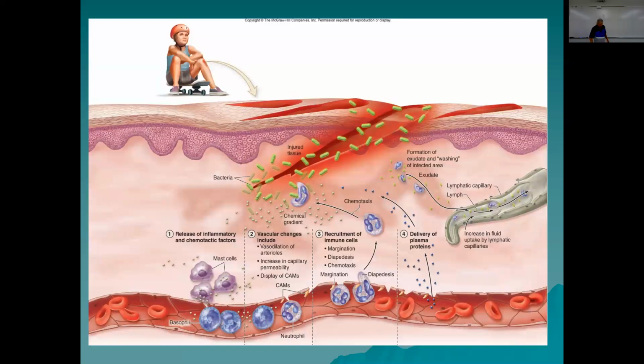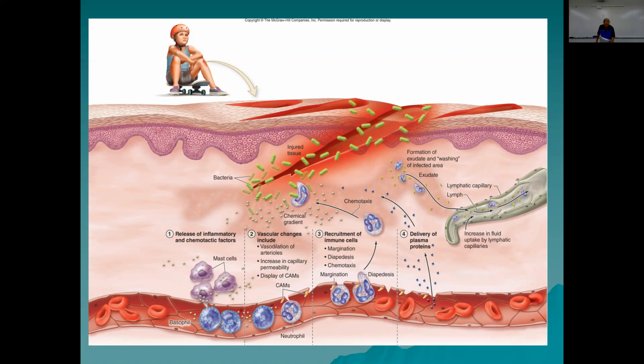Here is the figure on page 869. So you can see release of inflammatory and chemotactic factors from mast cells. They will attract more white blood cells to the area. They will cause the capillaries to be much leakier, a lot of fluid coming out. This is part of 2 on that figure.